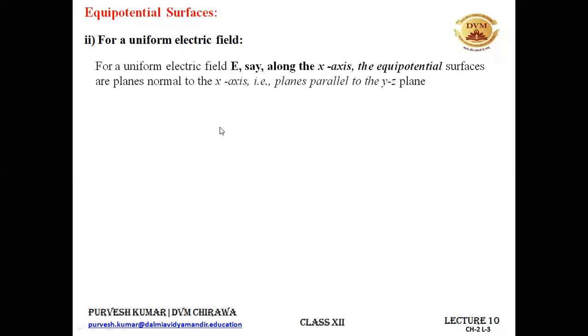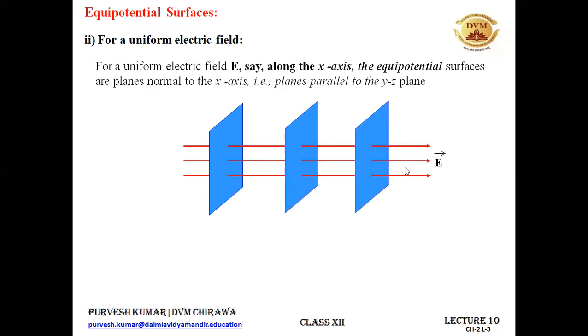You can see that for a uniform electric field E that is moving along the x-axis, the equipotential surfaces are in the form of planes which are perpendicular to the x-axis. Okay, so they will be in this form, that is, planes parallel to the YZ plane. Let's see them. So this is my electric field marked with red color. The equipotential surfaces for this configuration will be the planes which are perpendicular to this electric field. We know from our previous discussion that the equipotential surfaces are always perpendicular to the electric field.